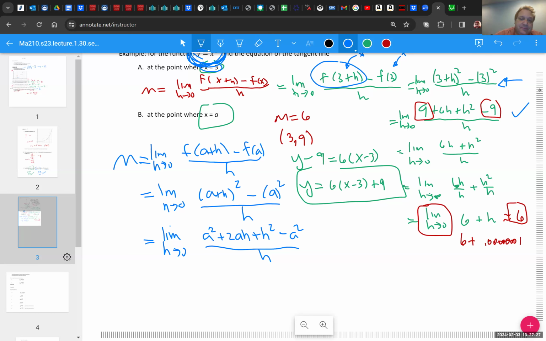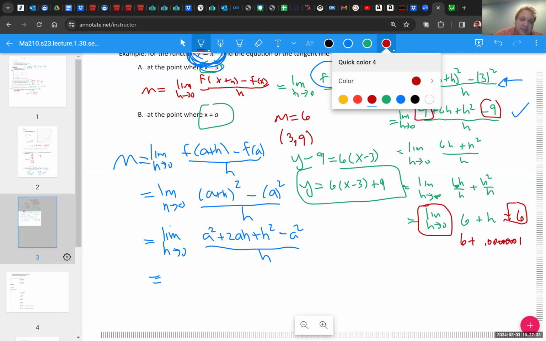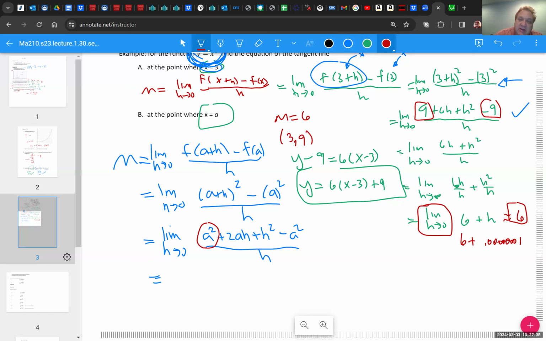Square things out. I noticed that I have things that combine together. People like to say cancel. I'm not a person who likes that vocabulary very much. This a squared and this minus a squared combine to be 0. So we don't have to write them. They cancel if you like to say it that way. So we get 2ah plus h squared over h. We can simplify these using factoring or just by dividing.